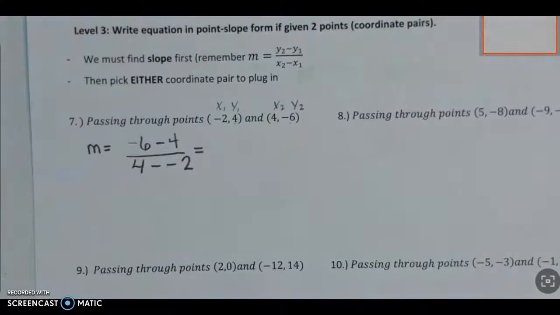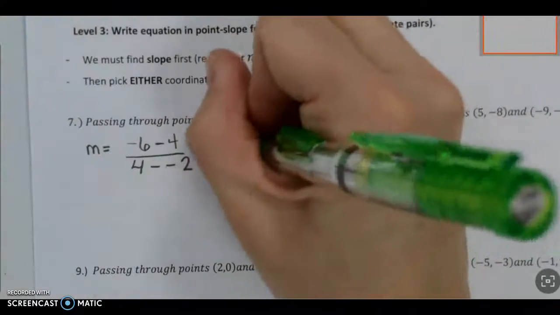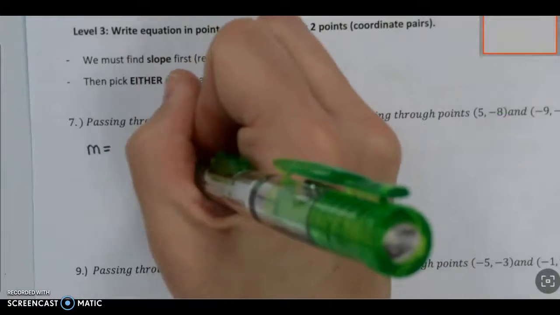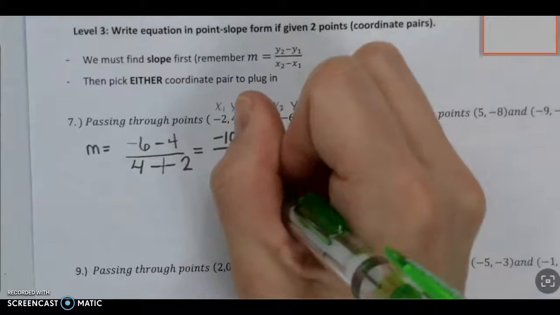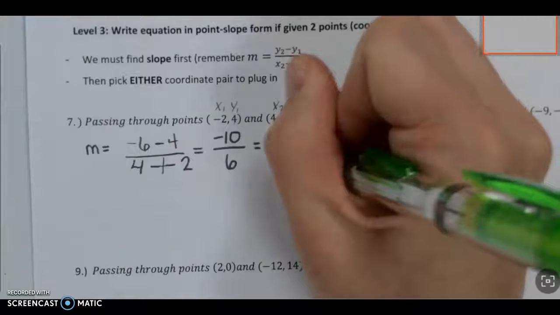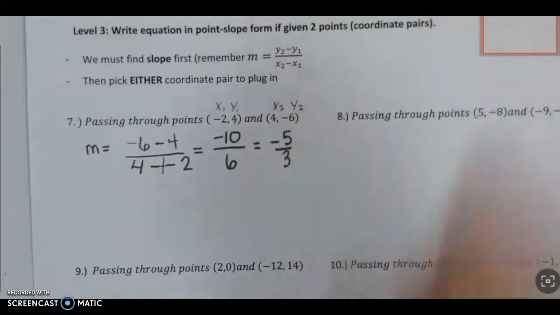Right, we've already done slope, so that shouldn't be groundbreaking. We already know how to do that part. This is -10. -10 on the top. This becomes a plus on the bottom, which is 6. And I'm just going to reduce that. Why? Because I should. Why? Because I can. And that's my slope.